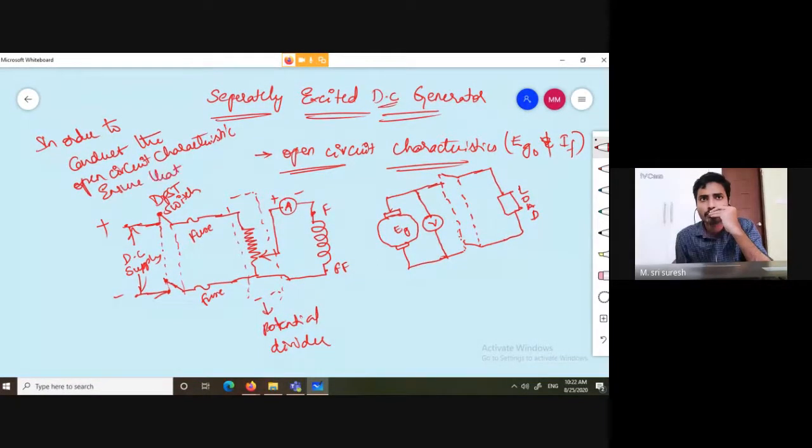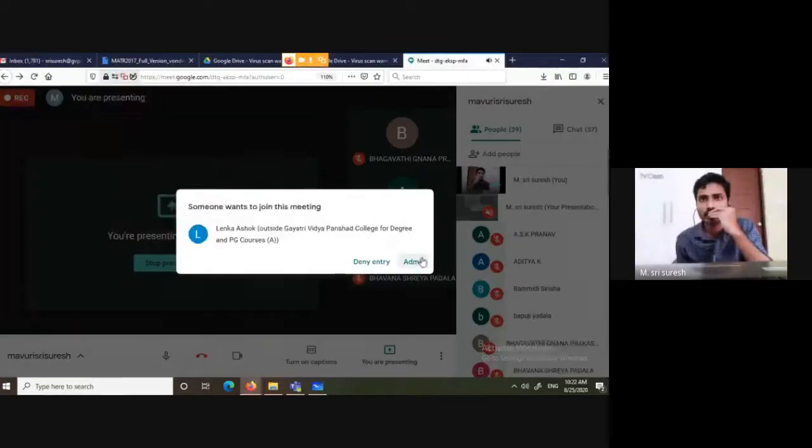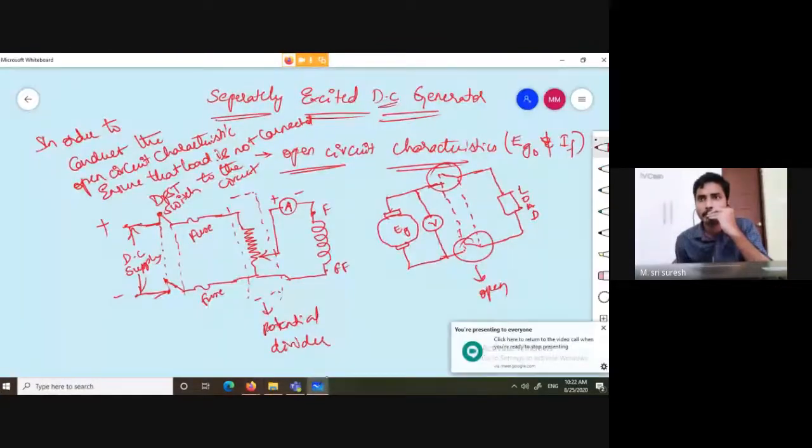Ensure that the load is not connected to the circuit. That means the switch should be in open condition. So this switch is in open condition. In order to perform open circuit characteristics, the load switch should be in open condition. This is one of the most important precautions.